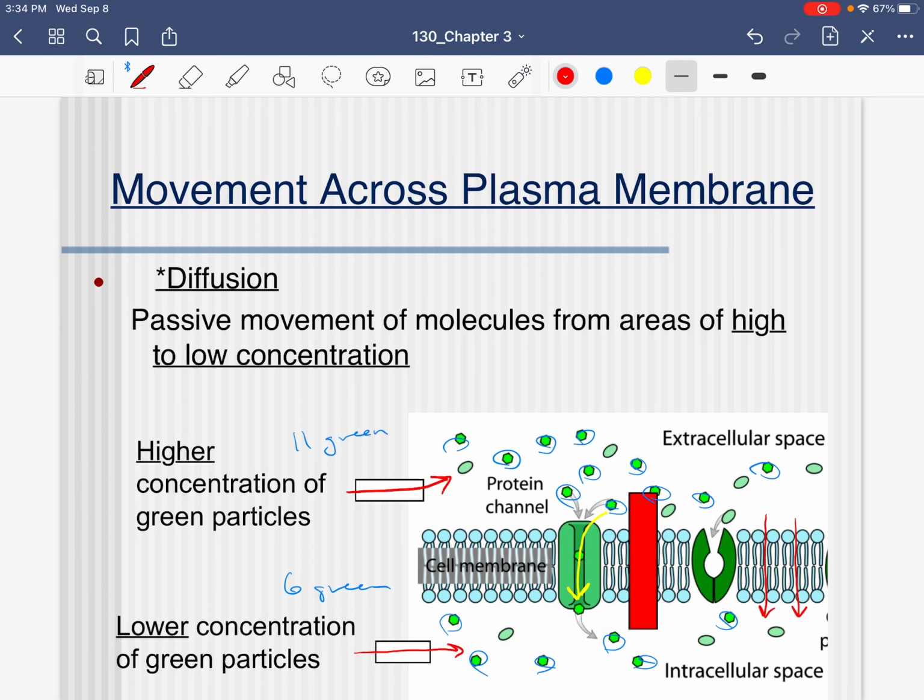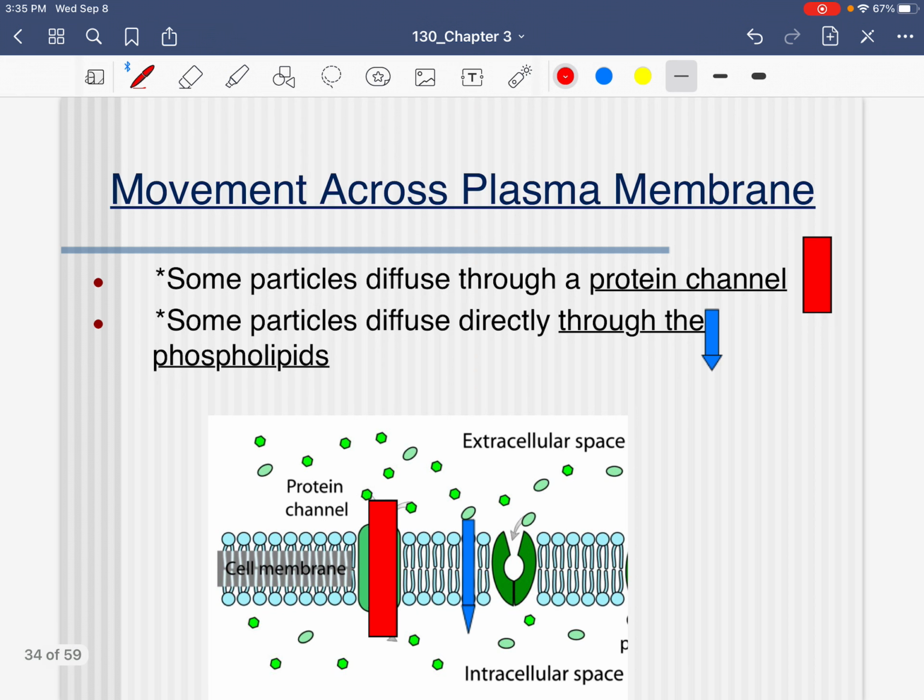Okay, what is required for diffusion? We have two requirements for diffusion. There must be a concentration gradient. One side must have higher amounts than the other. And the other thing is that the area that you're trying to move it through must be at least a semi-permeable membrane. Of course, if these phospholipids were not at all permeable, we wouldn't be able to diffuse.